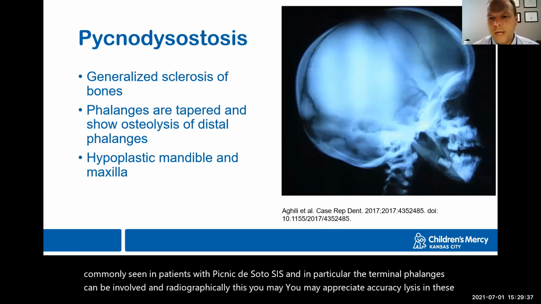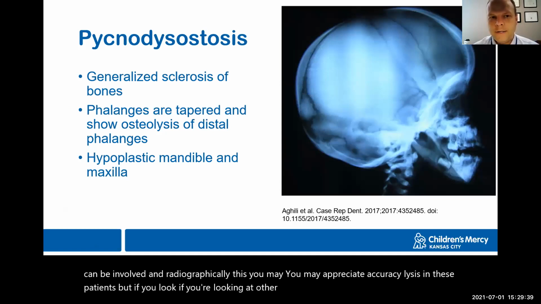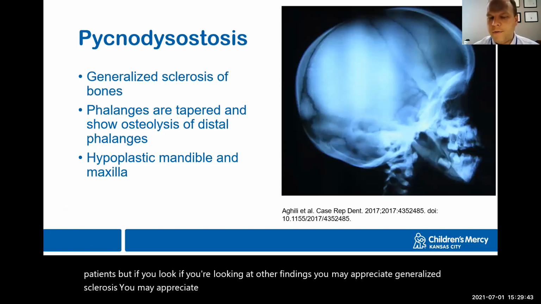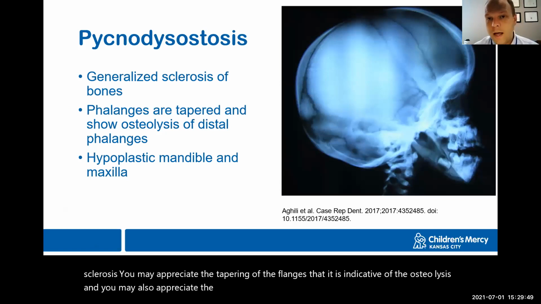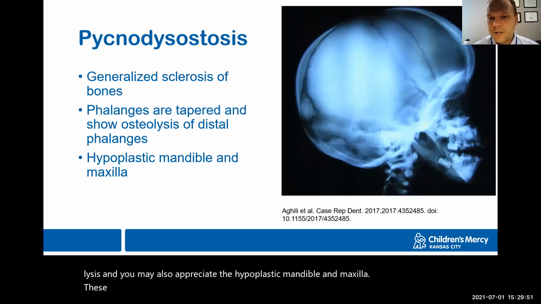But if you're looking at other findings, you may appreciate generalized sclerosis. You may appreciate the tapering of the phalanges that is indicative of the osteolysis. And you may also appreciate the hypoplastic mandible and maxilla. These patients can also be prone to fractures.